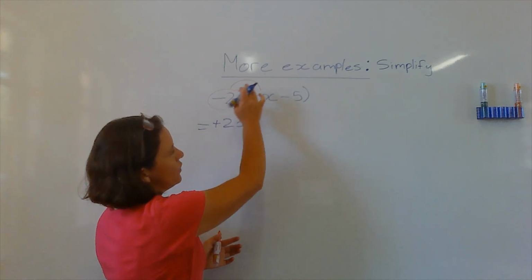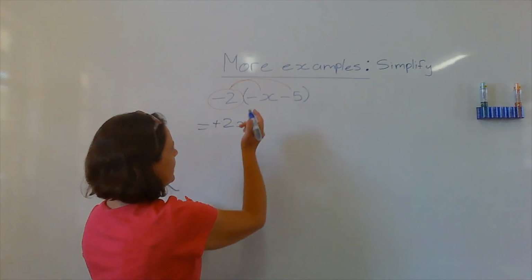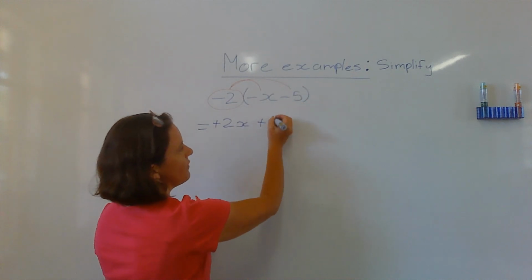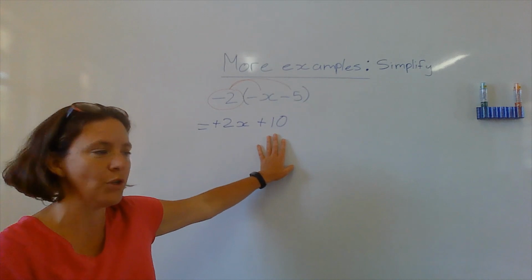Then I take -2 and I multiply it with -5. So negative times a negative is a positive. 2 times 5 is 10. And that's my answer because there are no like terms.